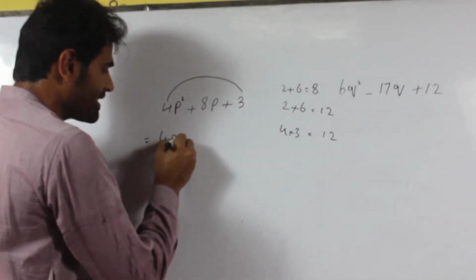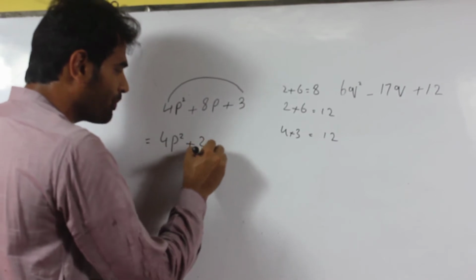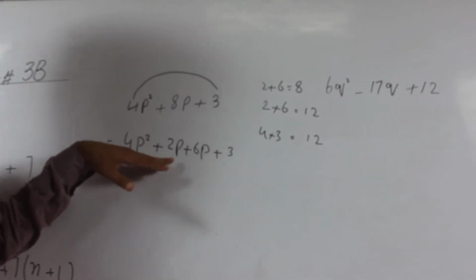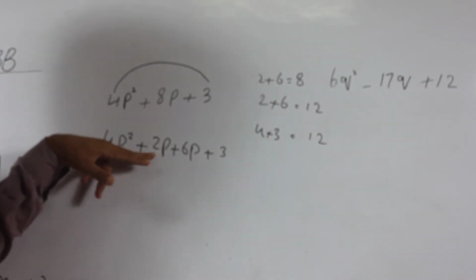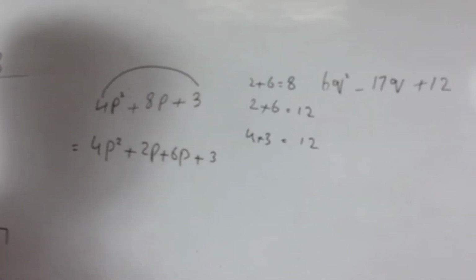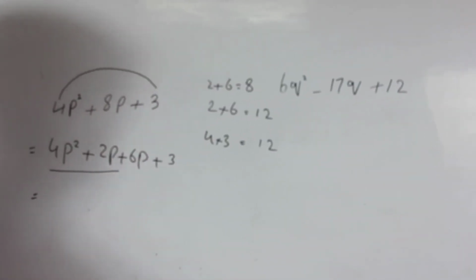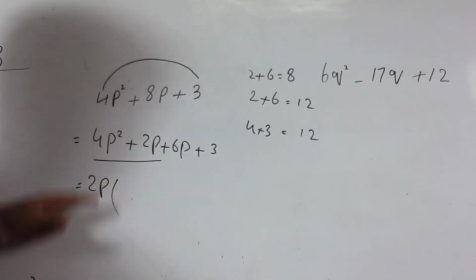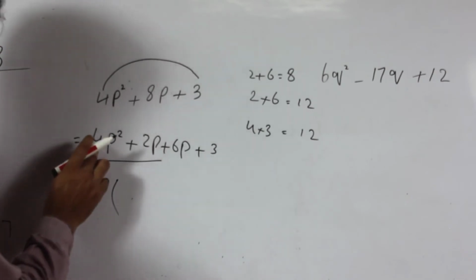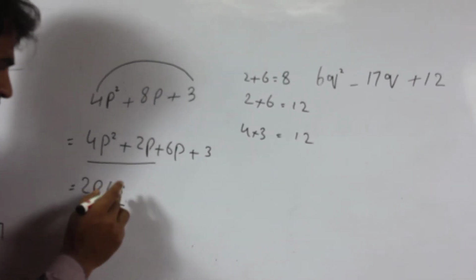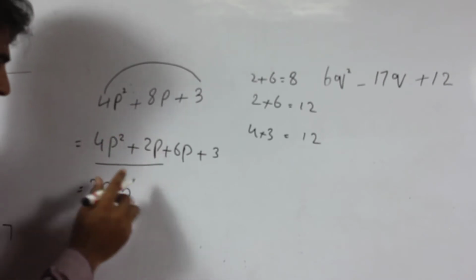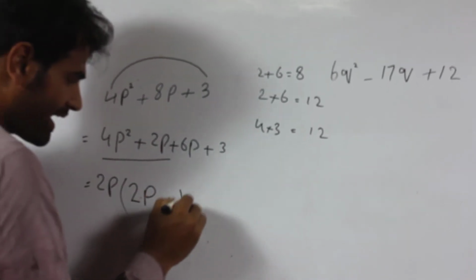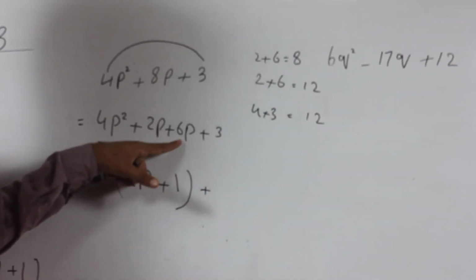So I write 4p square and split 8p into 2p plus 6p. Maybe you write 6p first and then 2p, it's not an issue. First I look at the first two terms to see what is common. Here p is common and 2, so take 2p common. When I take 2 common from 4, 2 is left: 2 twos are 4. I take p common from p square, so p remains with power 1. So 2p is common, and left is 1, plus 6p plus 3.